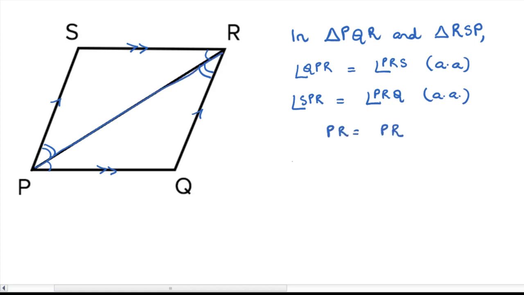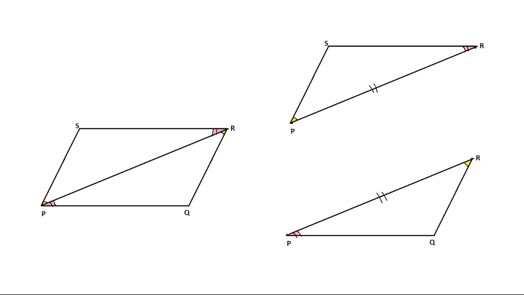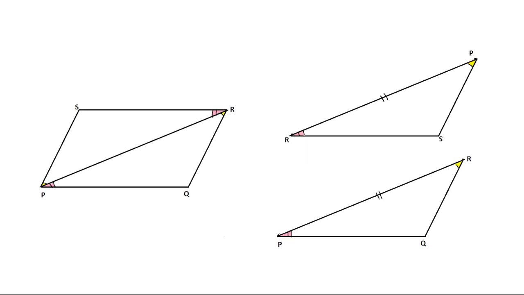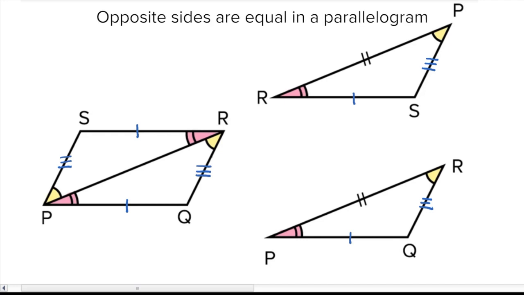So therefore we can say that triangle PQR and triangle RSP are congruent triangles using कौन सा वाला test? Correct, the ASA test. And since triangle PQR and triangle RSP are congruent triangles, the corresponding sides of these two triangles must be equal. So it follows that PQ equals RS and QR equals PS. But PQ and RS are the opposite sides of the parallelogram, and so are QR and PS. So therefore we can say that the opposite sides of a parallelogram are equal.